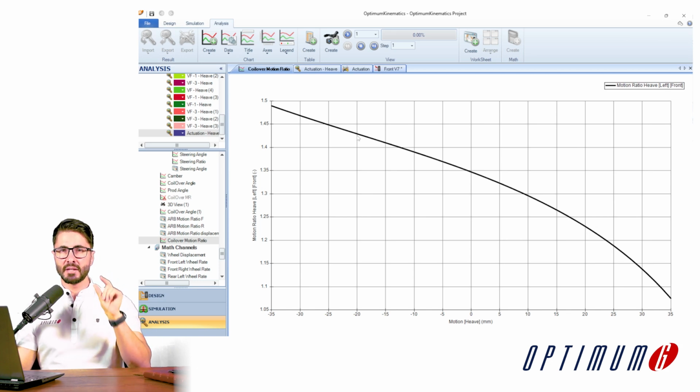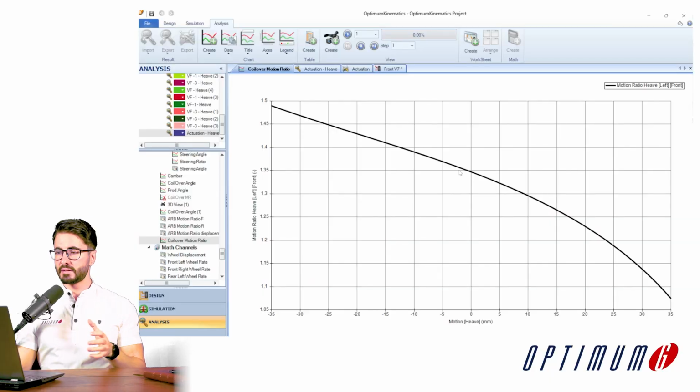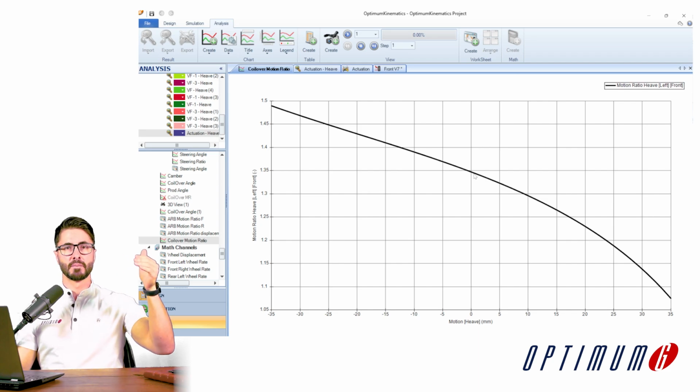It might seem small. However, remember that the motion ratio squared is influencing the wheel rate. This means that you would heavily change the suspension stiffness at different heights of the car. Besides that, in this case, as we compress the car and we go towards a negative number of heave, the motion ratio is increasing. In our definition, a higher motion ratio will soften the front suspension, which is not great.